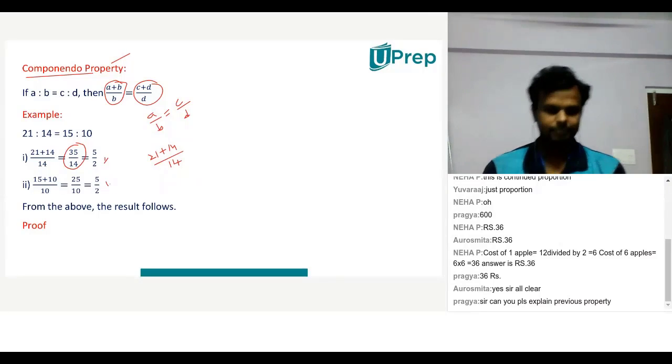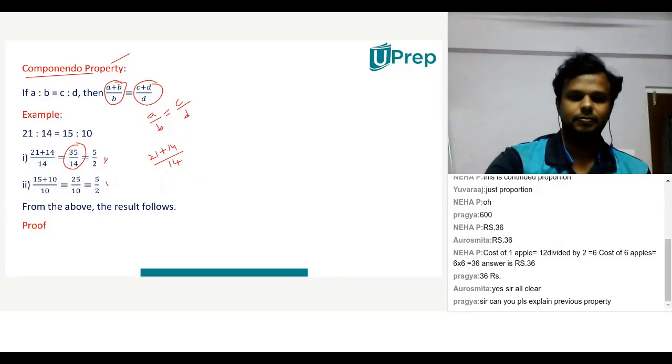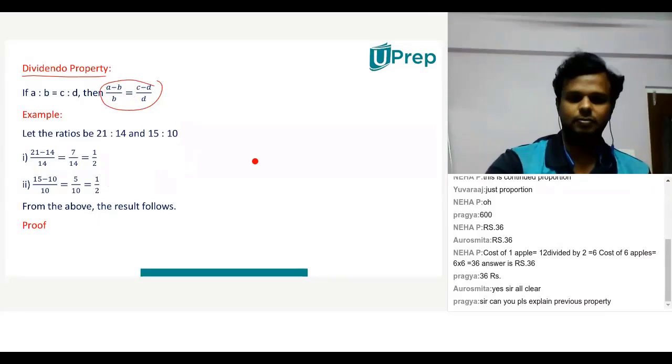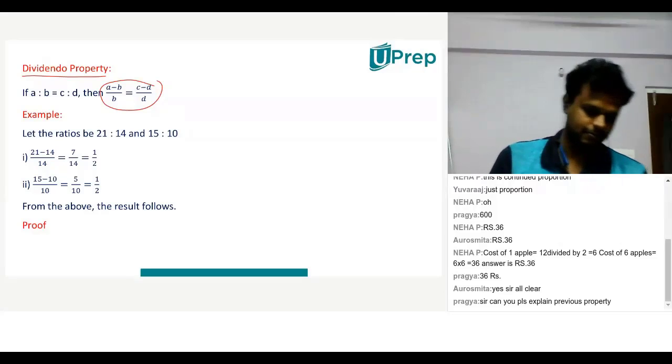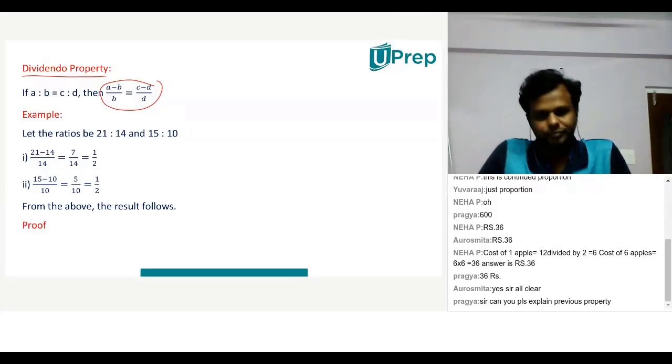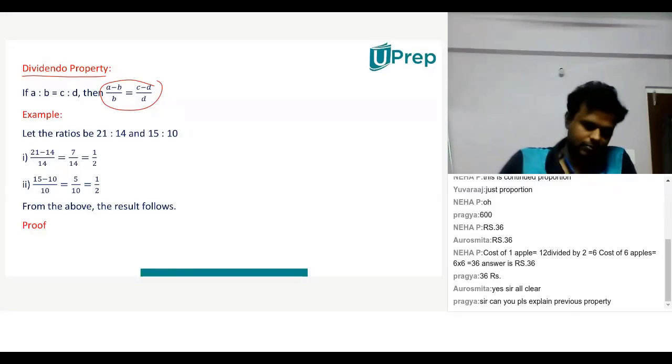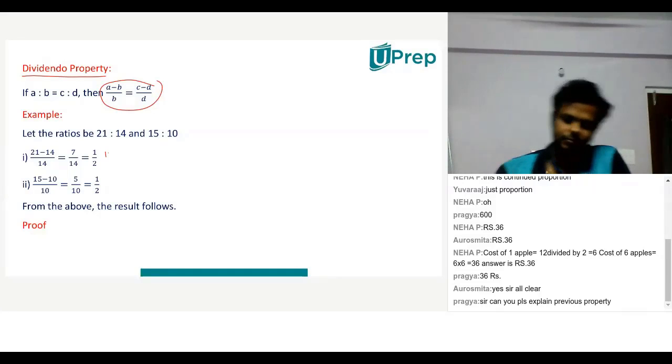Sir, I think the next property is that in case of this addition, we just put the subtraction, right? Yes, that's it. Like 21 minus 14 is 7. 7 by 14, simplified, is 1 by 2, right? Okay, got it, sir.